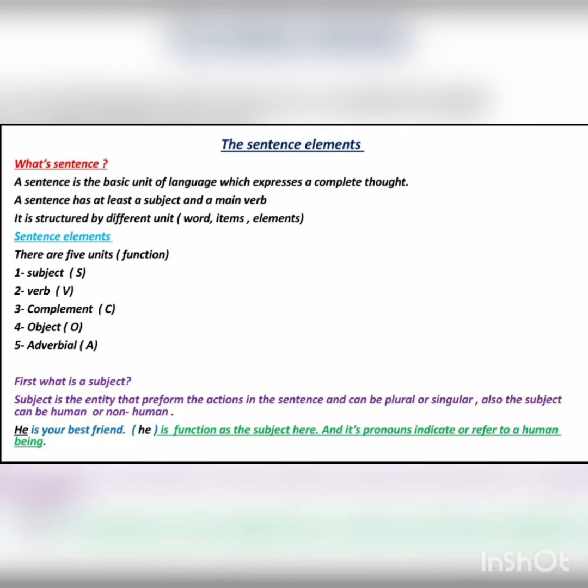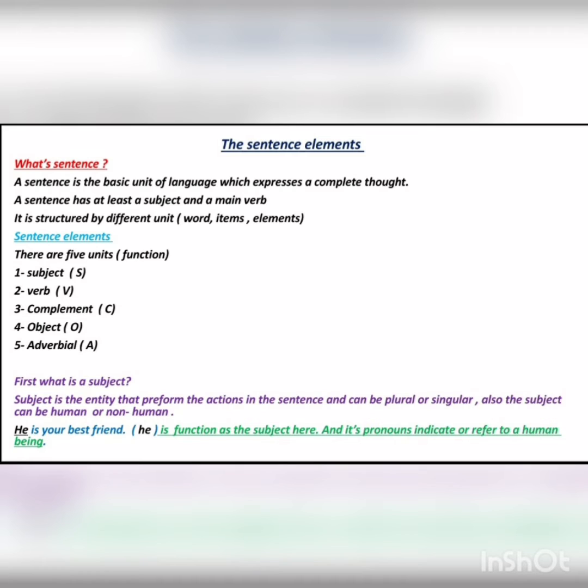As we know, the sentence is something we use to express our thoughts. So a sentence is structured by different units: words, items, and elements.